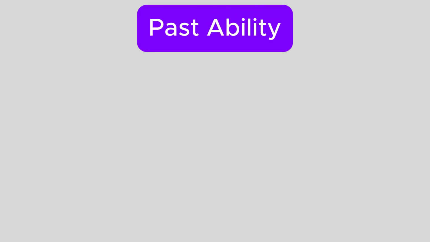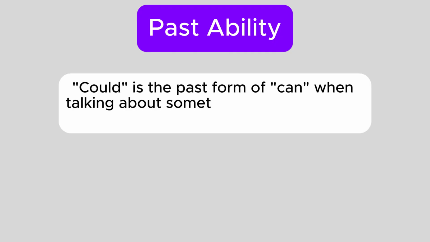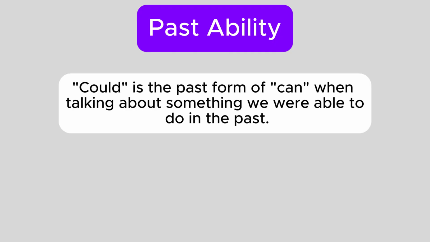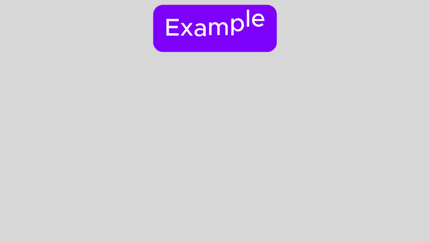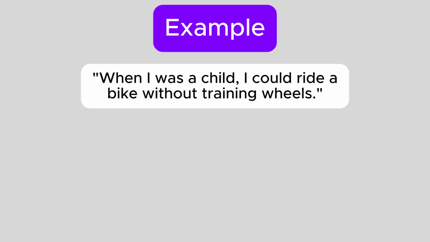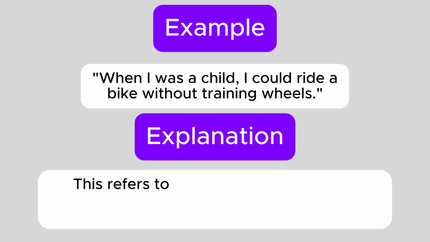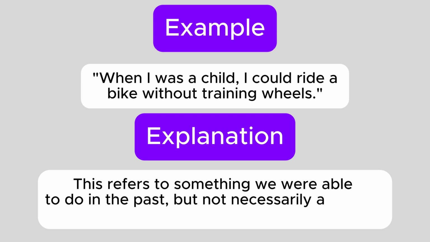Past ability. Could is the past form of can when talking about something we were able to do in the past. When I was a child, I could ride a bike without training wheels. This refers to something we were able to do in the past, but not necessarily anymore.